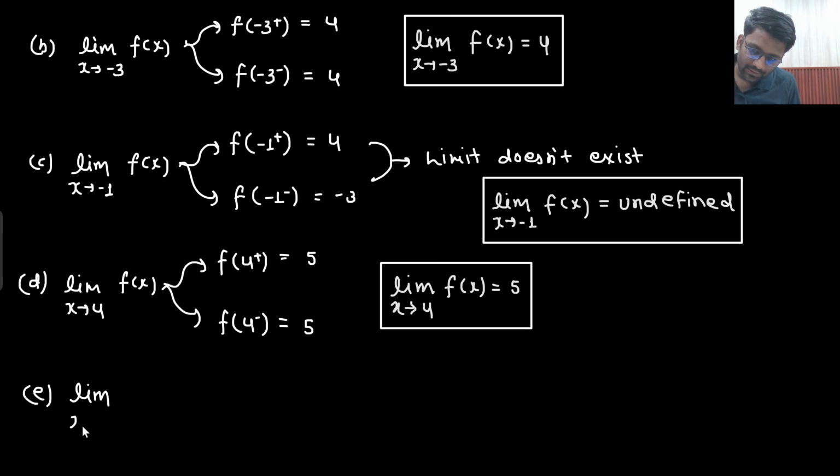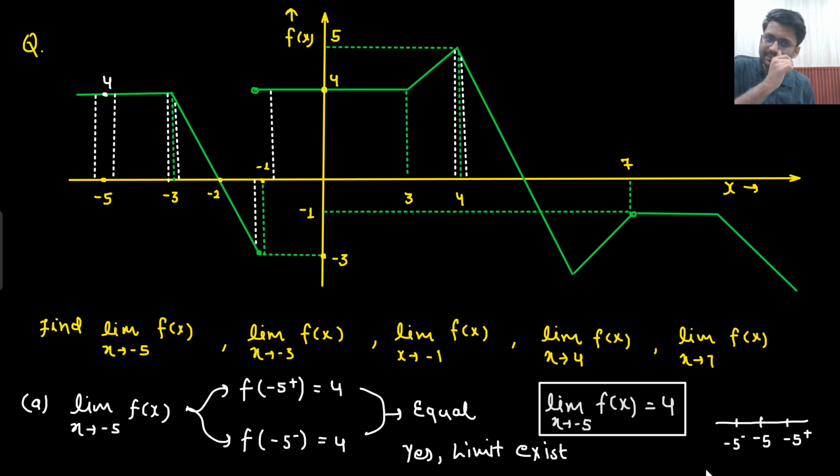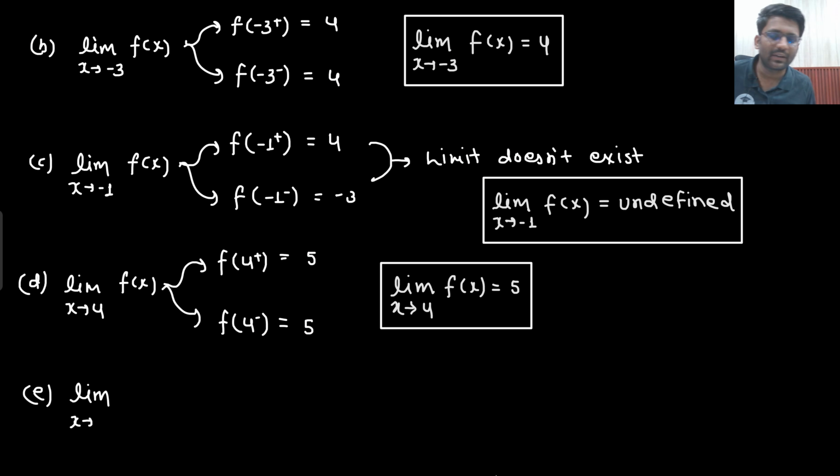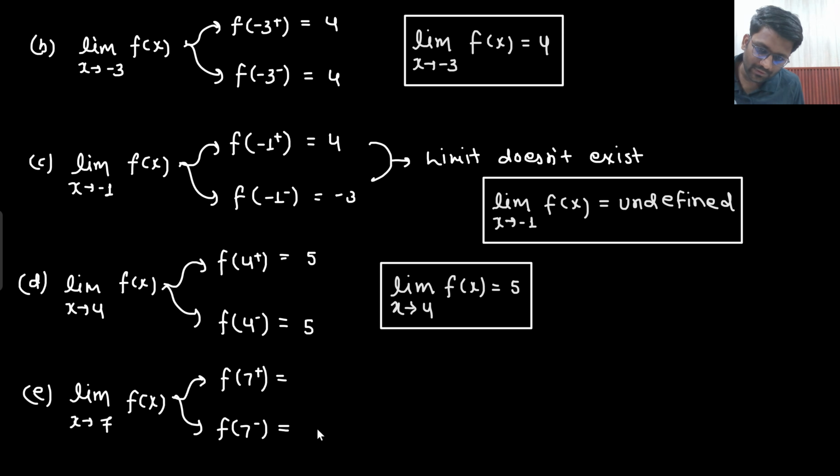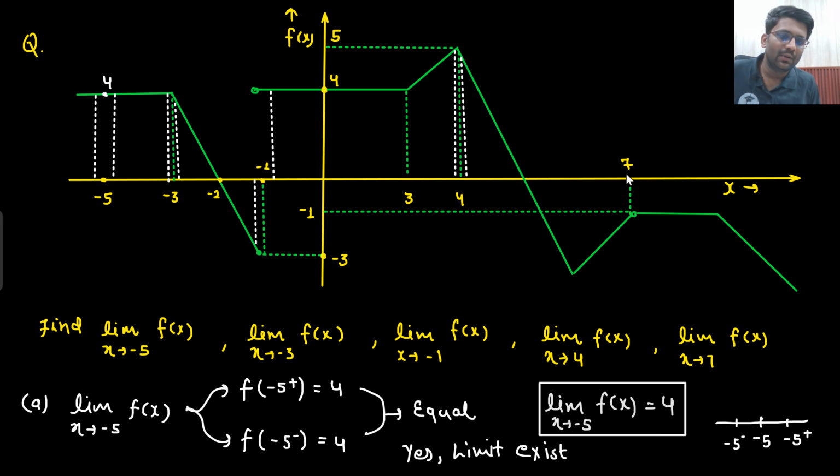Limit x tending to 7 of f of x. So you need to find out the value just after 7 and just before 7. So just after 7. Look at 7, there is a bubble. At 7, I have made a bubble.